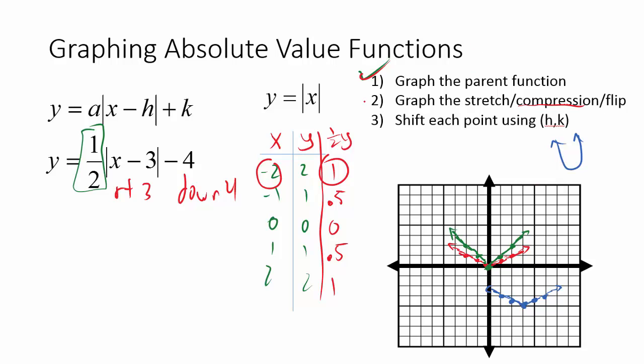So again, graphing in this case, a compression. We shifted each point, so now we're all good to go. So our graph is finished. And that's just how you can shift any absolute value graph when you have a number in front of the absolute value other than 1.